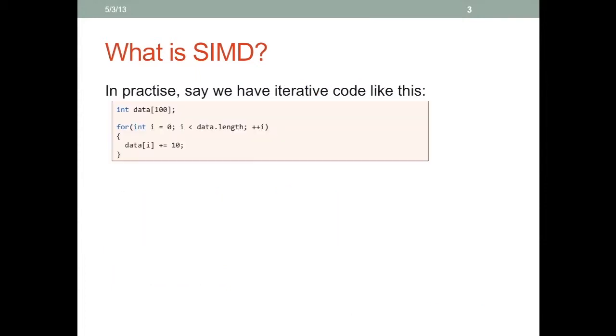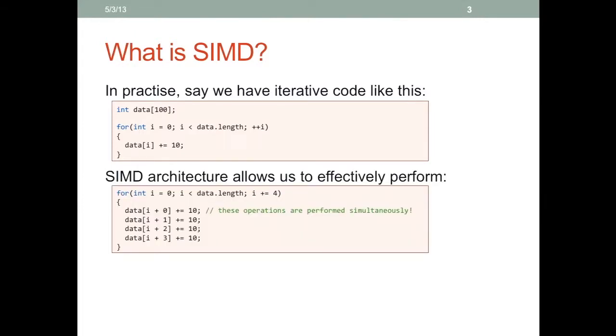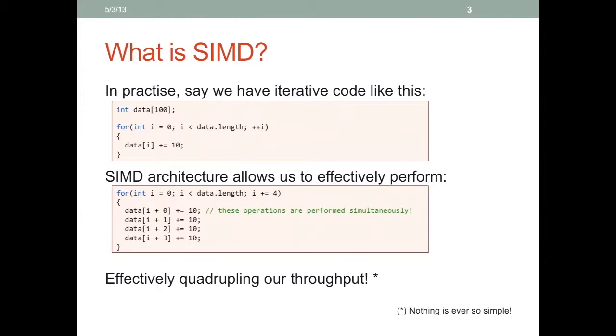Awesome. So, in practice, we have a big loop like this, let's say. What SIMD offers is the possibility to do something much more like this, effectively unrolling a sequential loop, and these four operations will be performed in parallel, simultaneously, by a single instruction. That's great. Nothing is ever so simple.